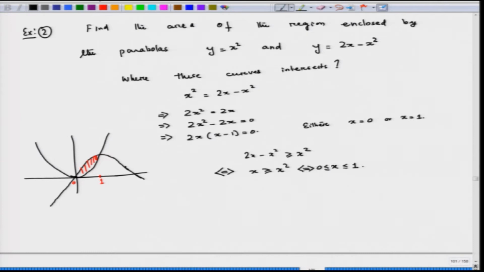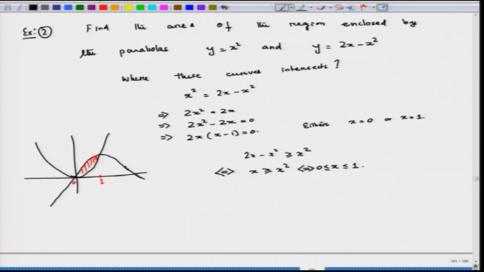So for the modulus of the difference of the functions, we know that in this region 2x minus x square dominates. So the area is the integral from 0 to 1 of 2x minus x square minus x square dx. If you compute that, this is an easy computation, and you will get that this is 1 upon 3. Okay, so let us do another example where we need to change f and g, where the modulus is different.